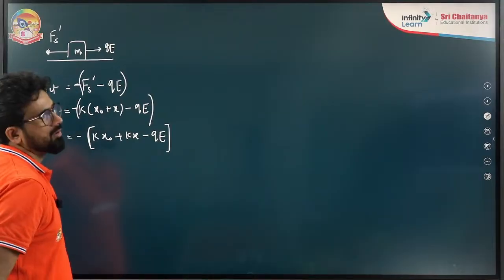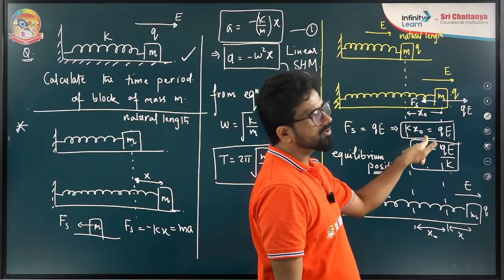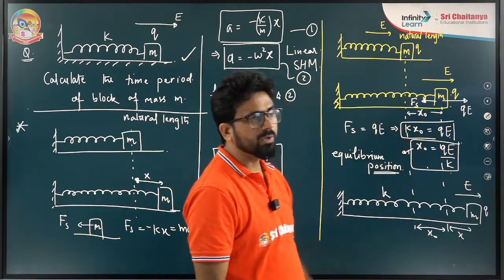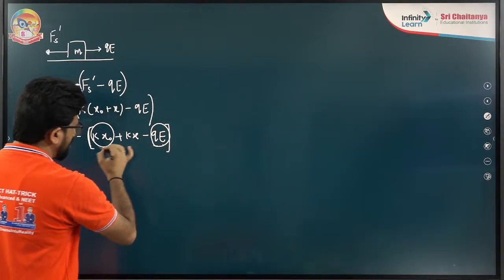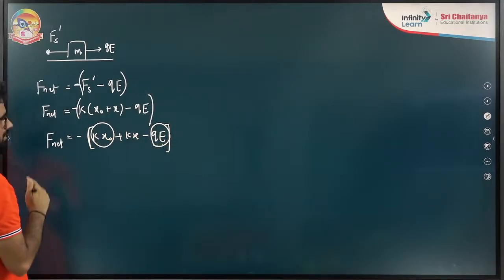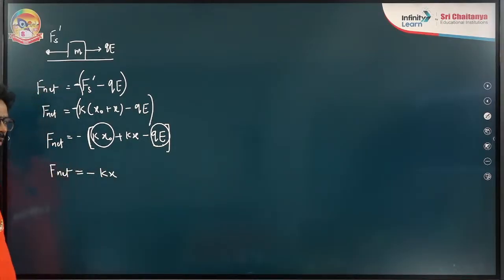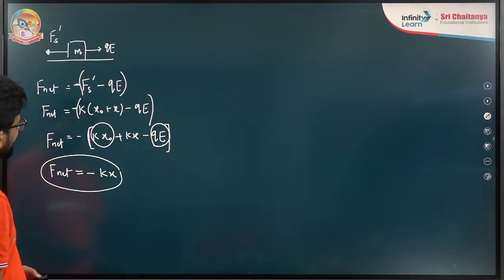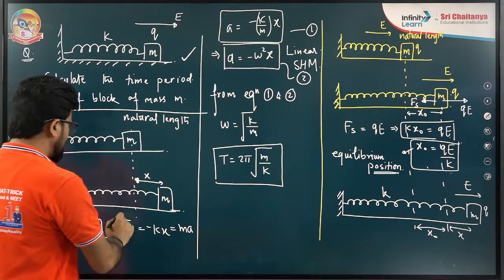If it is clear, go to the back slide. You will see Kx naught is equal to QE. If you see here, this is Kx naught and this is QE. Both are equal, that means they cancel each other. Then the net force becomes again minus Kx. F net is equal to minus Kx. This is a very simple force, what we have seen in the previous slide also. This was the net force.